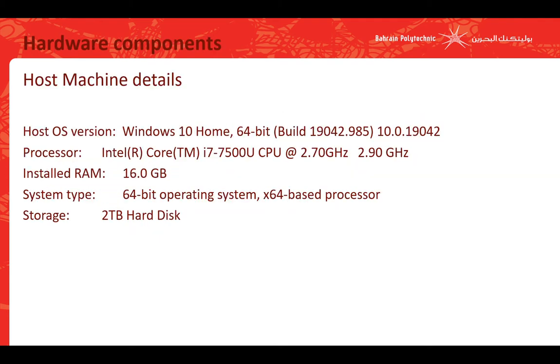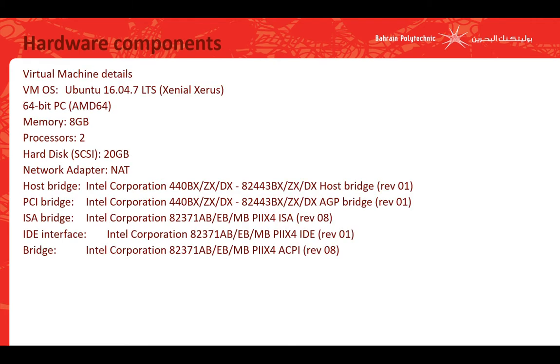Next, we have hardware components for the host machine. Host operating system version Windows 10 Home 64-bit. Processor Intel Core i7 7500U, CPU 2.7 GHz, installed RAM 16 GB and 64-bit operating system, storage is 2 TB hard disk.